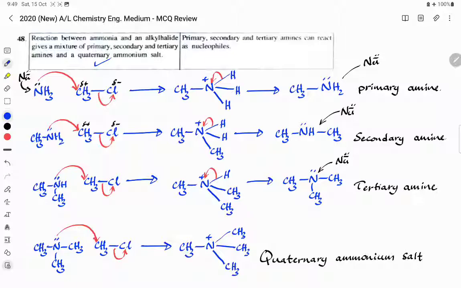The second statement: primary, secondary and tertiary amines can react as nucleophiles. That is true. And that is the reason that we got all these products from the reaction between ammonia and alkyl halides. So the answer for the 48th question will be the first one. Okay, let's move on to the next question.